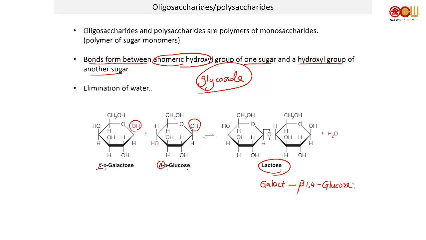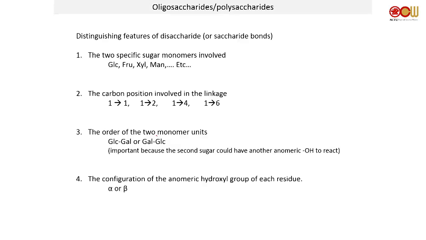So you react galactose using the beta anomer with the glucose on the fourth carbon. This is 1, 2, 3, and then 4. Okay? You react them like that, you get lactose. Okay? Now, here's some of the systems that we have to remember.